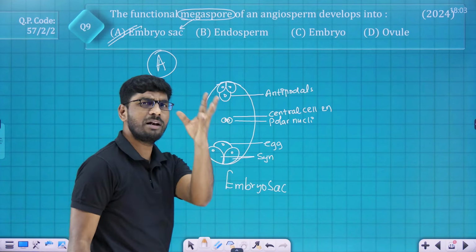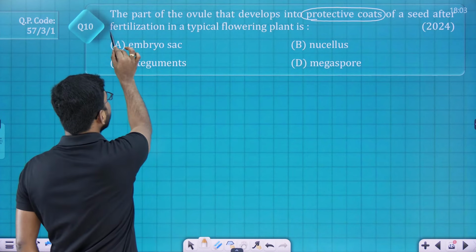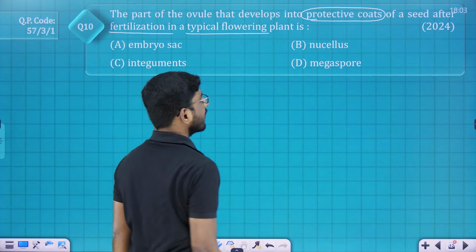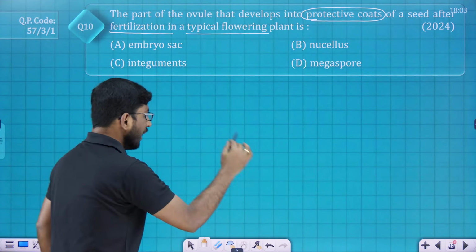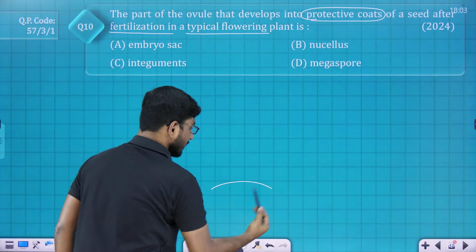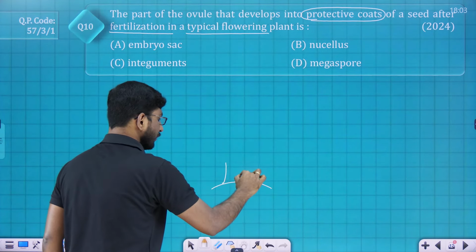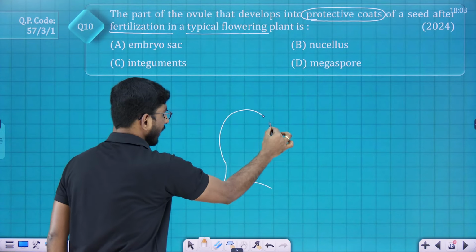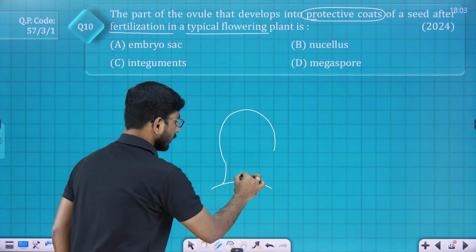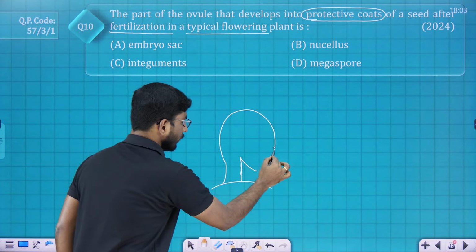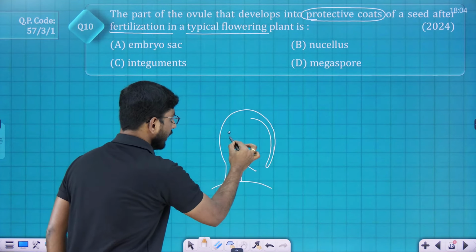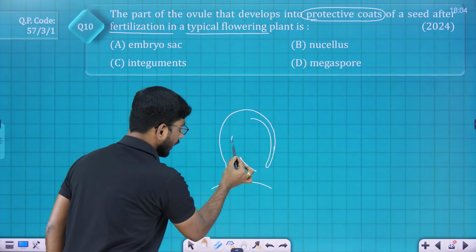Next question. The part of the ovule that develops into protective coats of seeds after fertilization in a typical flowering plant. If you are able to recall, this is what? Placenta. Now this is the ovule, right? This is the funicle, fine. And this is the embryo sac. This is the ovule, like this. This is the outer integument and inner integument. I can draw like this also. This is what? Anatropous ovule, right?